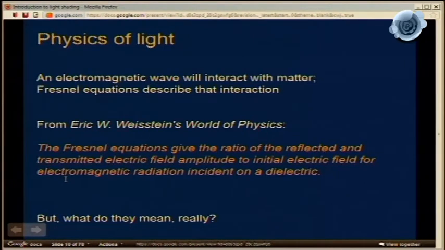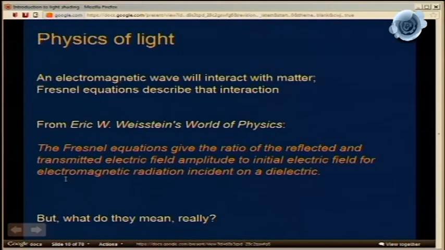Anyway, what is interesting for us is that an electromagnetic wave is going to interact with matter, and this is described by the Fresnel equations, which are a direct consequence of Maxwell's equations. So, according to this website I found, the Fresnel equations give the ratio of the reflected and transmitted electric field amplitude to the initial electric field for electromagnetic radiation incident on a dielectric. And if you understand this at first sight, you can just leave now.